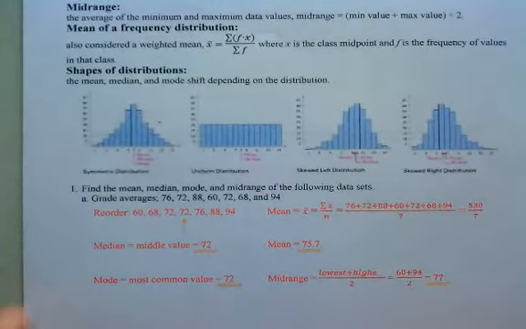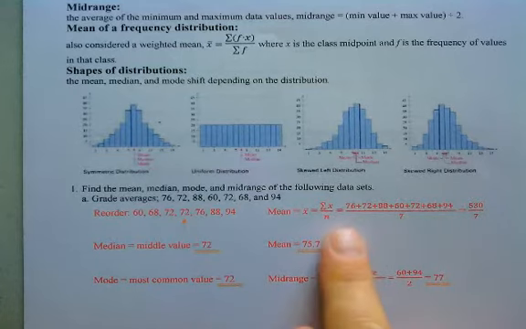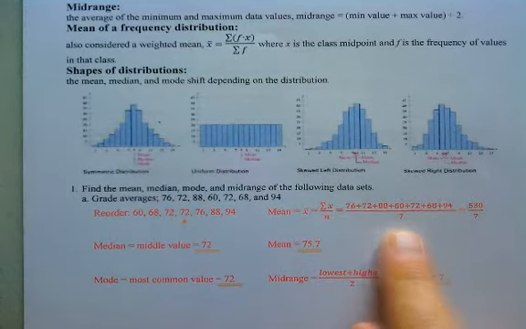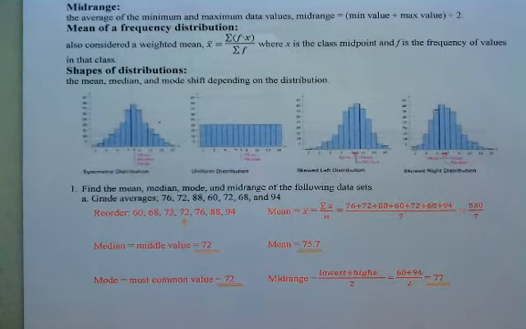Graded averages 76, 72, 88, 60, 72, 68, and 94, and we want to find the mean, median, mode, mid-range of these. So first off, mean: add them all up, divide by the total. There are 7 different values. I've added them all together and I end up with 530. 530 divided by the 7 gives me a mean of 75.7.